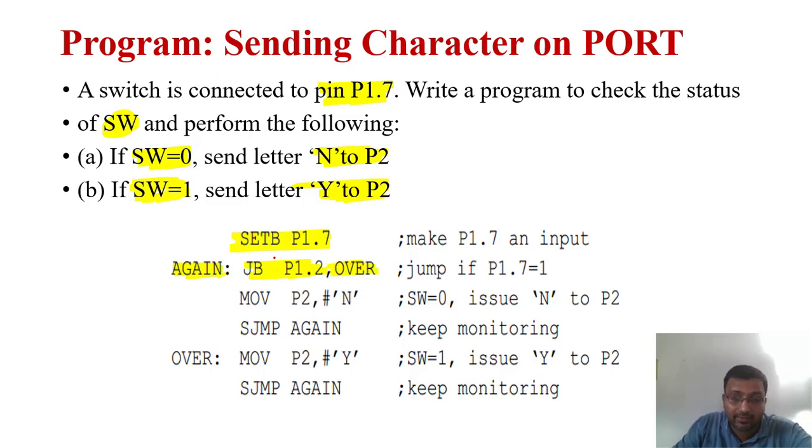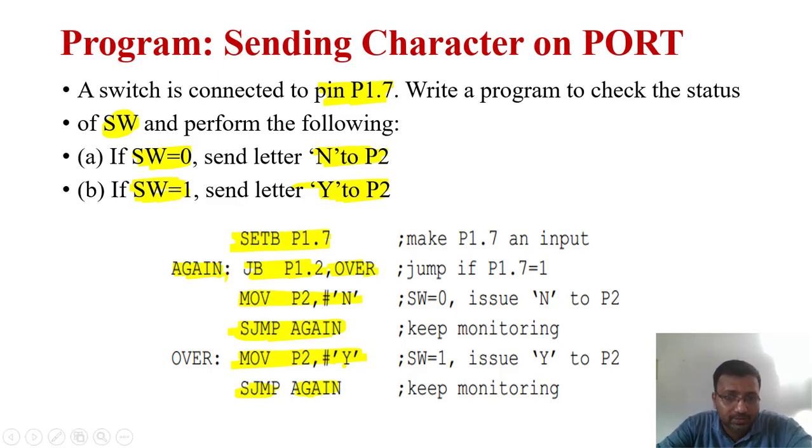Over means whenever there is a bit available, I can send Y. So here MOV P2, #'Y' and jump to again. If there is a bit, it will send Y. If there is no bit, it sends N, and again I jump to again. So you can write these labels many times and keep monitoring this particular thing.